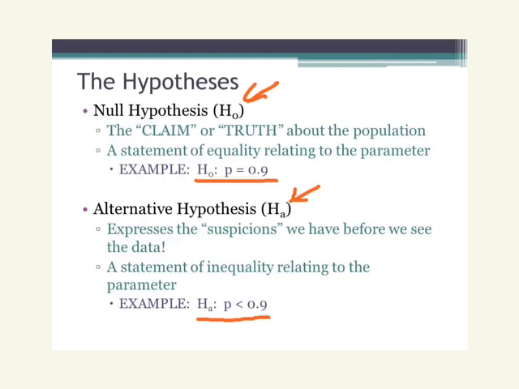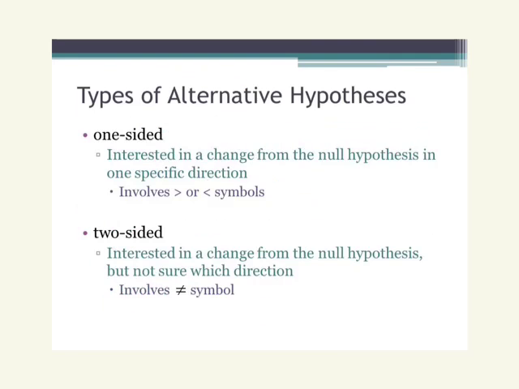And so the null hypothesis, again, is going to be a statement of equality. The alternative hypothesis will be a statement of inequality, all right? And there are three symbols that we can use here, and that'll break down our alternative hypothesis a little bit more. So let's talk just a little bit more about the alternative hypothesis. Because the alternative hypothesis is going to be a statement of inequality, there are actually two types that we can deal with, all right? We can deal with a one-sided alternative hypothesis, and this is where we're interested in a change from the null that's in a specific direction. So we're either going to use the greater than or the less than symbol. And again, that's going to specify one side of the distribution.